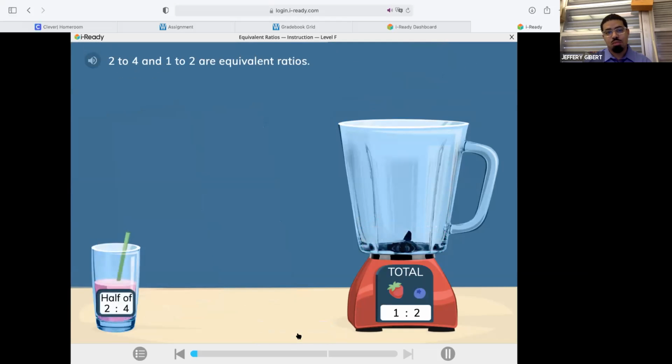2 to 4 and 1 to 2 are equivalent ratios. So again, these are both equivalent because on my original ratio, unlike on the first one when I multiplied both numbers by the same number, this time I divided both numbers by the same number. 2 divided by 2 is 1. 4 divided by 2 is 2. So you either have to multiply both by the same number or divide both by the same number for them to be equivalent.